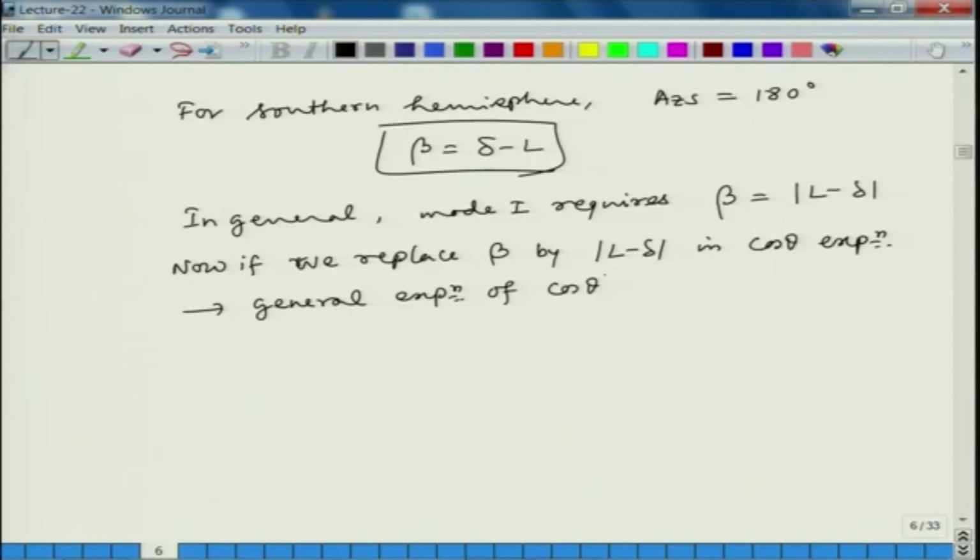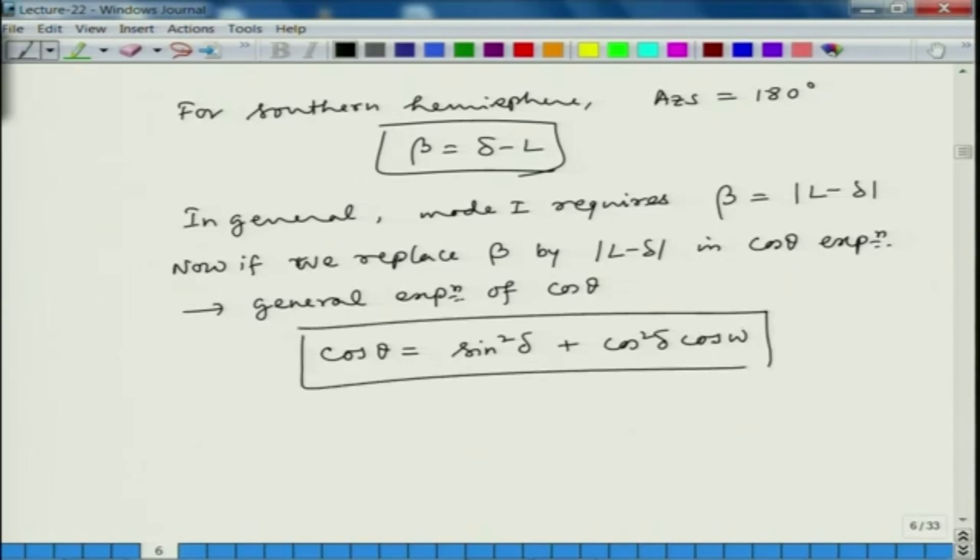Okay. And what is that expression? We are not going to derive it, but we are going to state it. Cos theta will be equal to sin squared delta plus cos squared delta cos omega. Okay. So, please derive it by yourself. It is simple trigonometric algebra that you have to use.